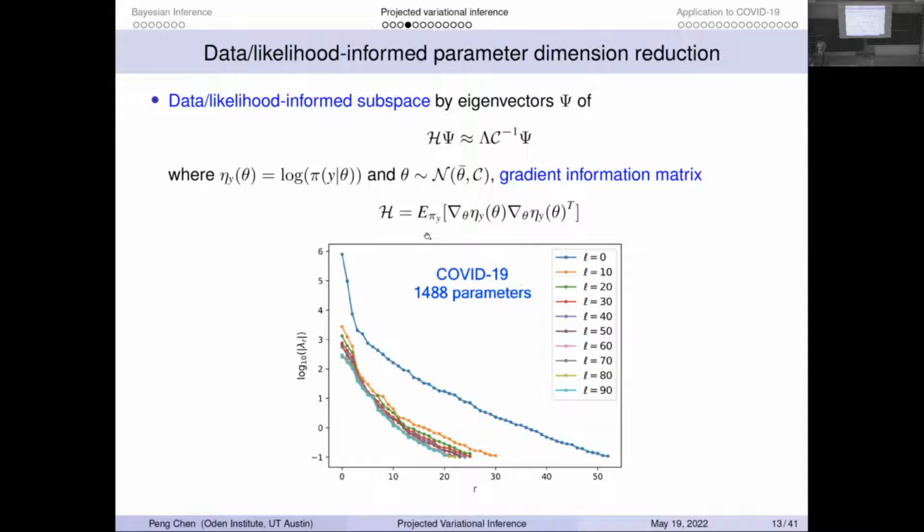However, you cannot draw the samples from the posterior directly. So you can compute this expectation by the current samples. So you can drive all the samples step by step to the posterior, and then along the way, you can adaptively construct this subspace. And this is the decay of the eigenvalues at each of the 10 iterations of the algorithm. And you can see it still decays significantly. And so essentially, we only need to care about 20 dimensions instead of about 1,500 dimensions.